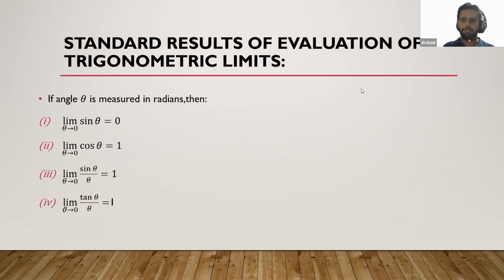So these are the standard formulas. First is this one. You might have done it last year also. If theta is in radians, then limit theta tends to 0 of sine theta is equal to 0.